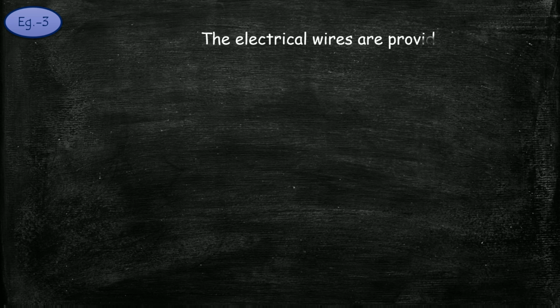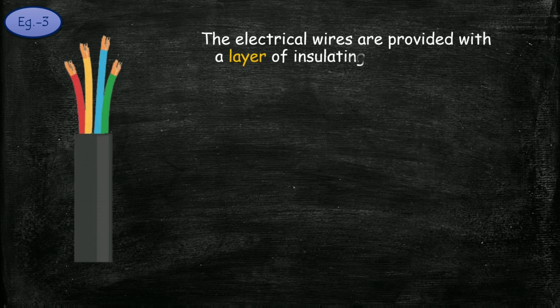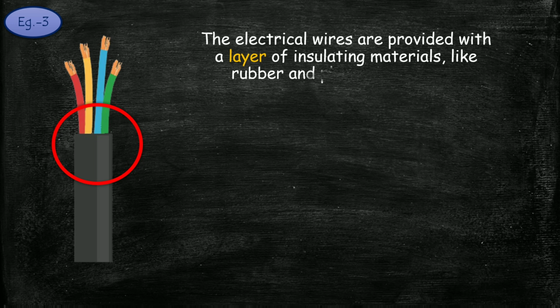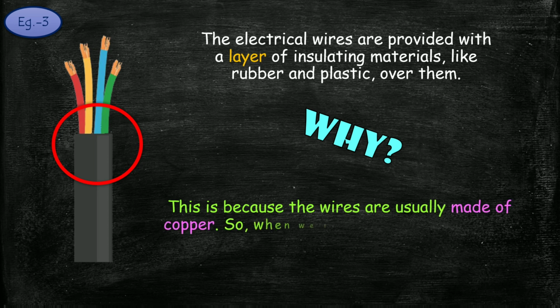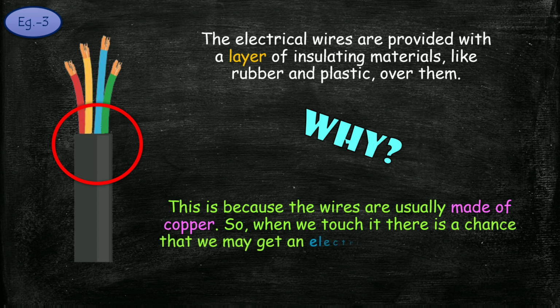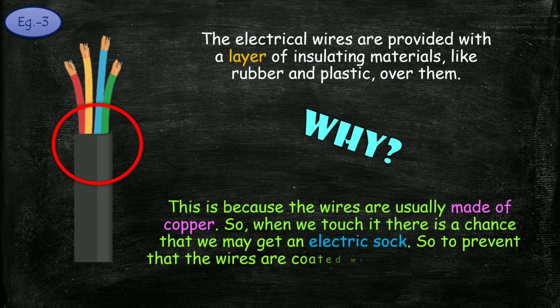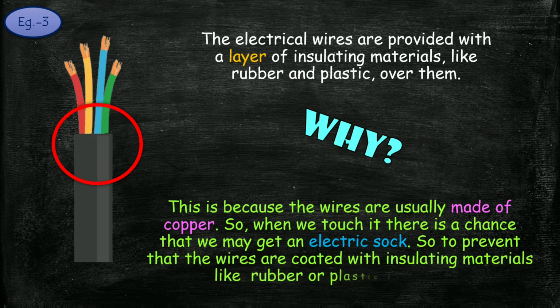The electrical wires are provided with a layer of insulating materials like rubber or plastic over them. Why is this so? This is because the wires are usually made of copper. So, when we touch it, there is a chance that we may get an electric shock. So, to prevent that, the wires are coated with insulating materials like rubber or plastic.